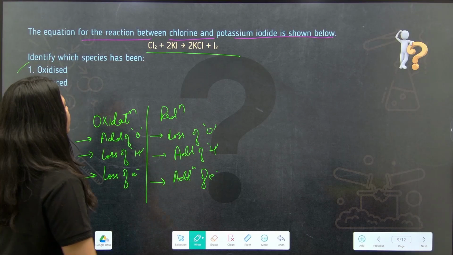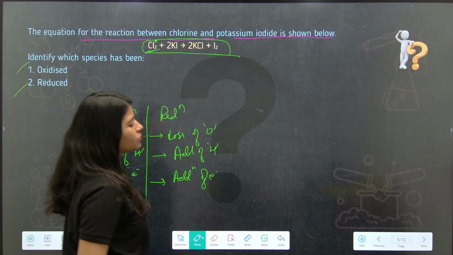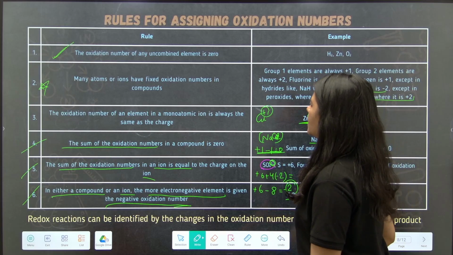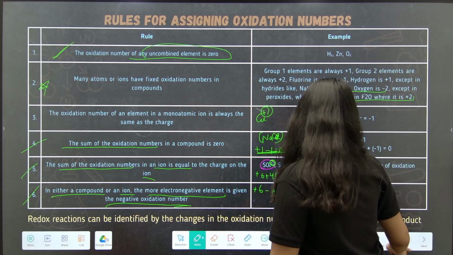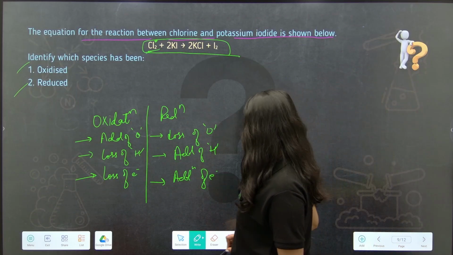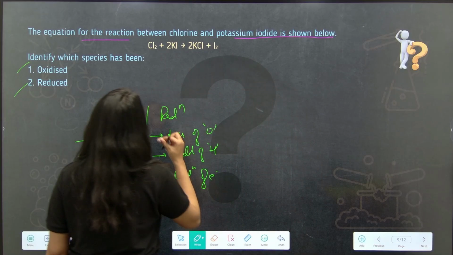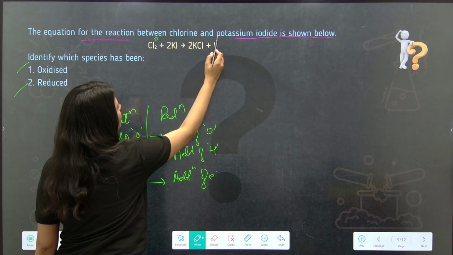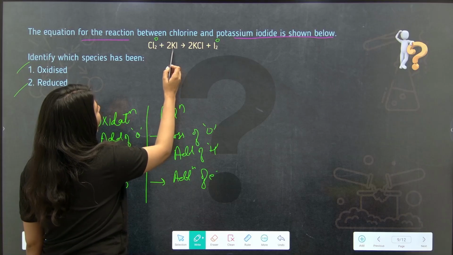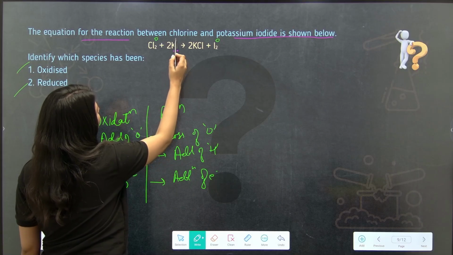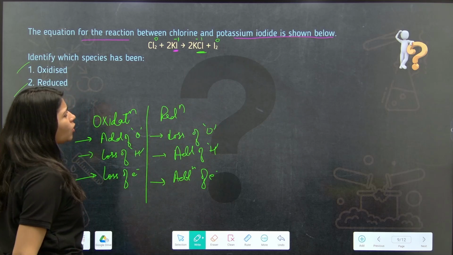Right, now let's understand the reaction. Here chlorine is in its 0 oxidation state, right? Because in the rules there was this mention, the oxidation number of any uncombined element is 0. So this is an uncombined element, right? So let me erase this. Okay, now let's talk about this. This is going to be 0. This is also uncombined, so this is 0. I hope this is clear. Now over here, potassium or iodine, let's say iodine is in minus 1 oxidation state, and over here chlorine is in its minus 1 oxidation state.